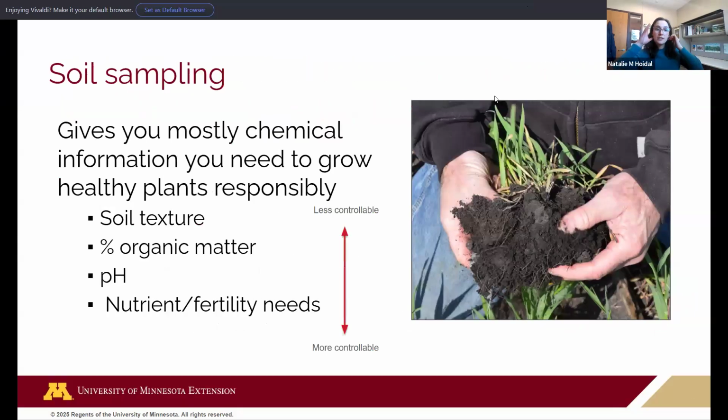And when we take a soil sample, we're looking at a few things. We're getting this snapshot of things that we don't have a lot of control over, but influence our management. So things like soil texture. Organic matter is something we can start to influence a little bit more. Same with the pH or acidity of the soil. And then we're looking at the nutrients, which we can much more easily manage by adding things to the soil.